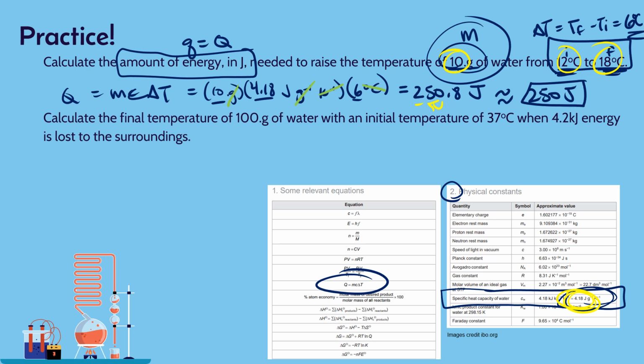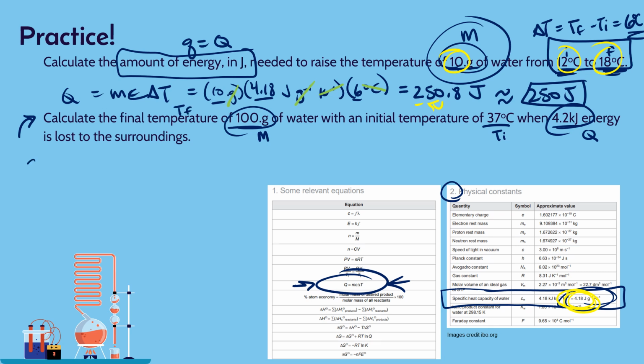Let's do another one. This one's got a little bit more algebra for us to solve. Let's calculate the final temperature of 100 grams of water that have an initial temperature of 37 Celsius, if I've got 4.2 kilojoules of energy being lost from the water to the surroundings. So we're going to use Q equals MC delta T again, but what's interesting is that I've got Q and I've got M and I have TI, but I want to find TF.